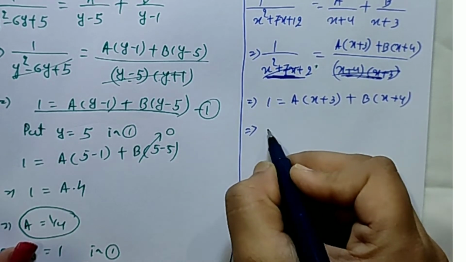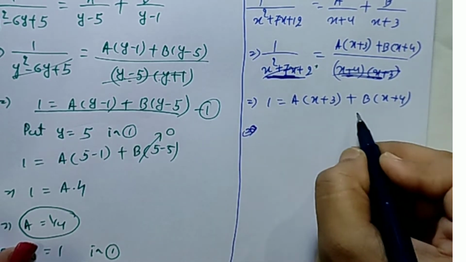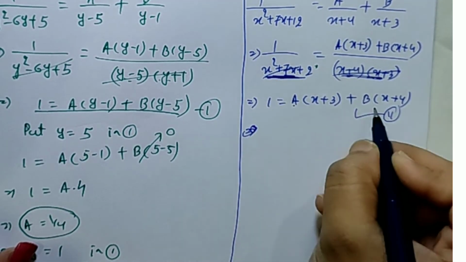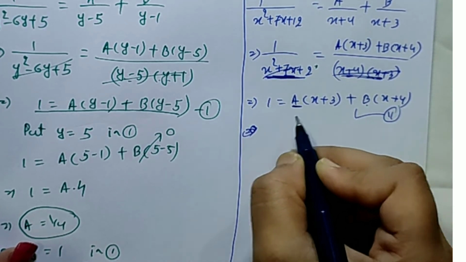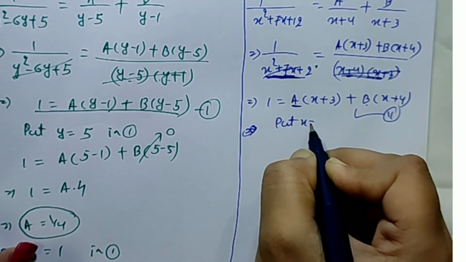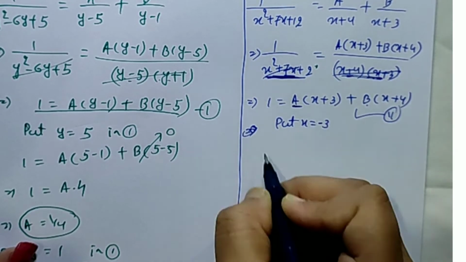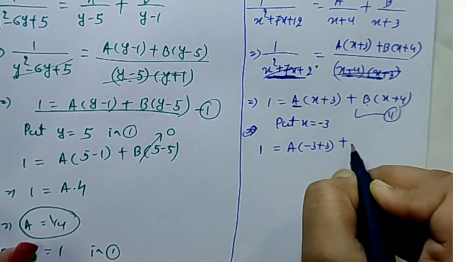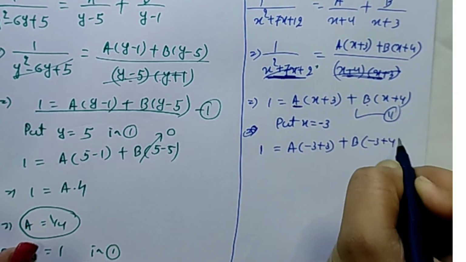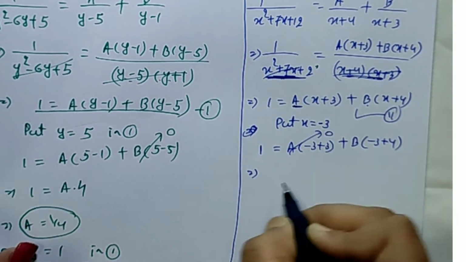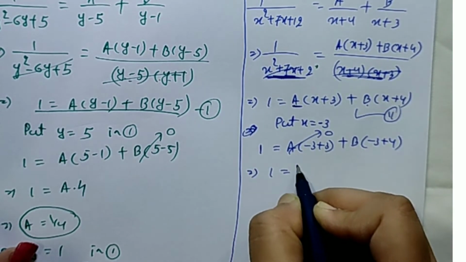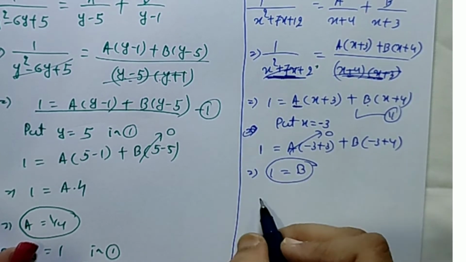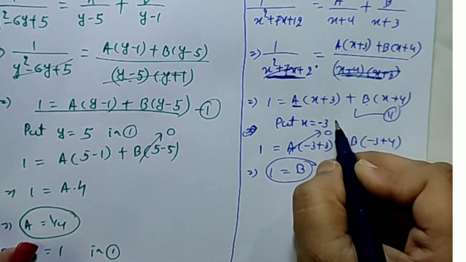Implies, now I have to do, this is equation number 2. I have to find a and b. To make a 0, put x is equal to minus 3. So I can make this a 0. 1 is equal to a into minus 3 plus 3 plus b into minus 3 plus 4. Implies this will be 0. So 1 is equal to b. This is what I get.